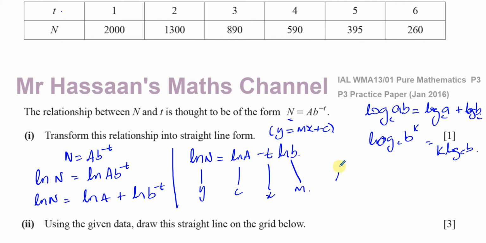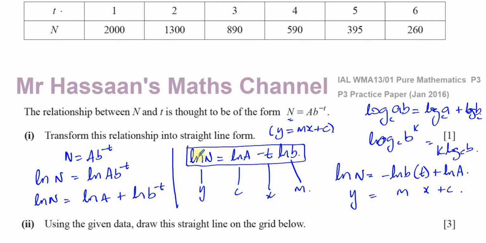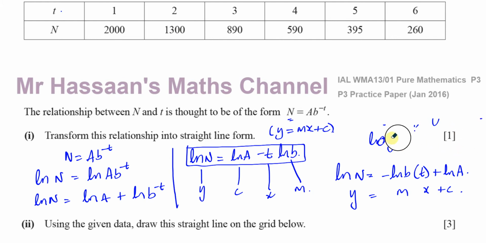So if I rewrite this slightly, ln n equals minus ln b times t plus ln a. It's now in the form y equals mx plus c. The variables are ln n and t, and the constants are ln a and minus ln b. Minus ln b is like the coefficient of x, so it's like the gradient, and ln a is the constant at the end, so that's like the y-intercept. So that's now in the form that we need. Writing it like this is fine as your answer, but I'm just breaking down what is what in terms of y equals mx plus c. So there we have the answer to the first part of the question.